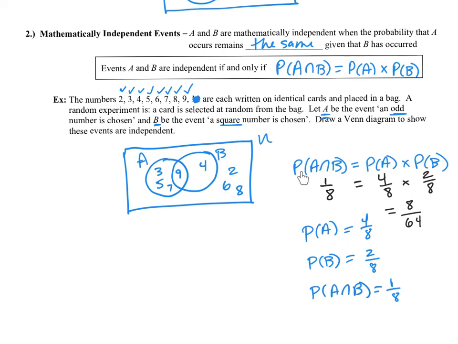So we have shown that the probability of both things happening at the same time is equal to the product of the probability of A times the probability of B. So we have shown that these two events are mathematically independent.